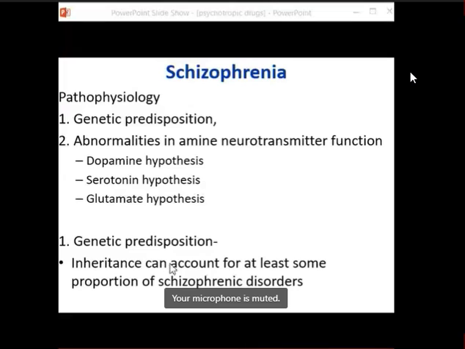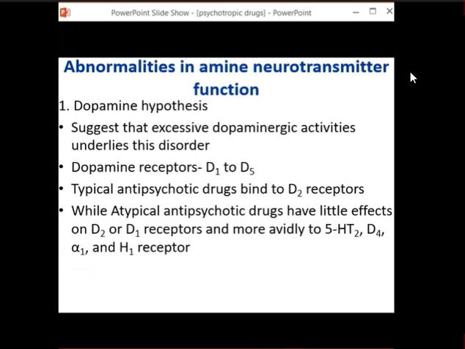Apart from that, the other hypotheses given involve abnormality in the amine neurotransmitter functions: the dopamine hypothesis, serotonin hypothesis, and glutamate hypothesis. As for the dopamine hypothesis, there is a suggestion that excessive dopaminergic activity in the brain can lead to schizophrenia.